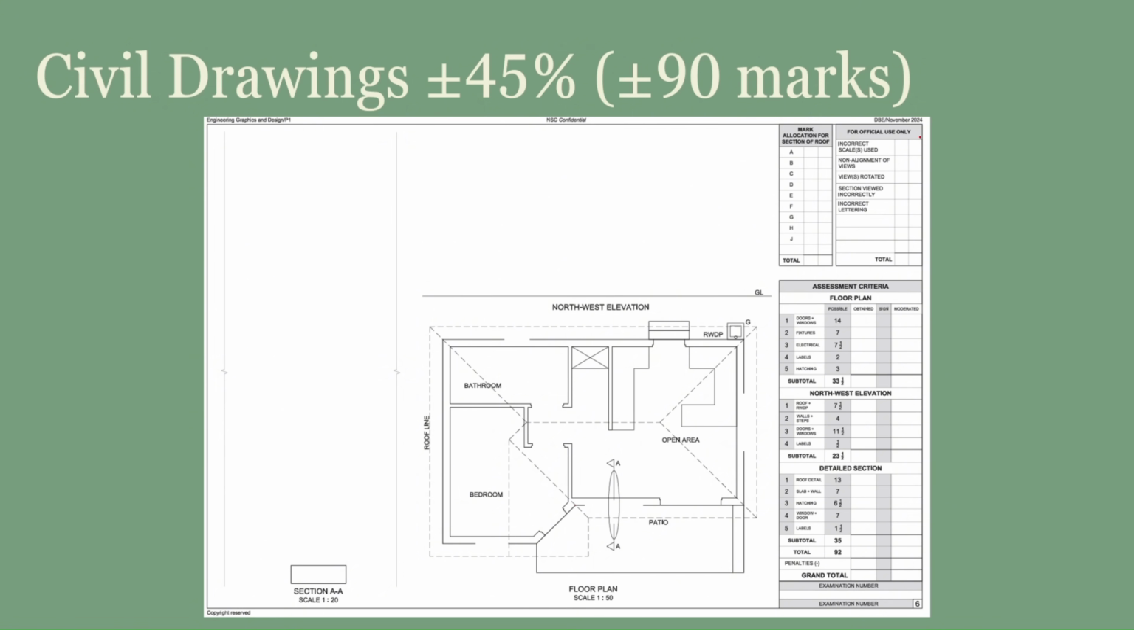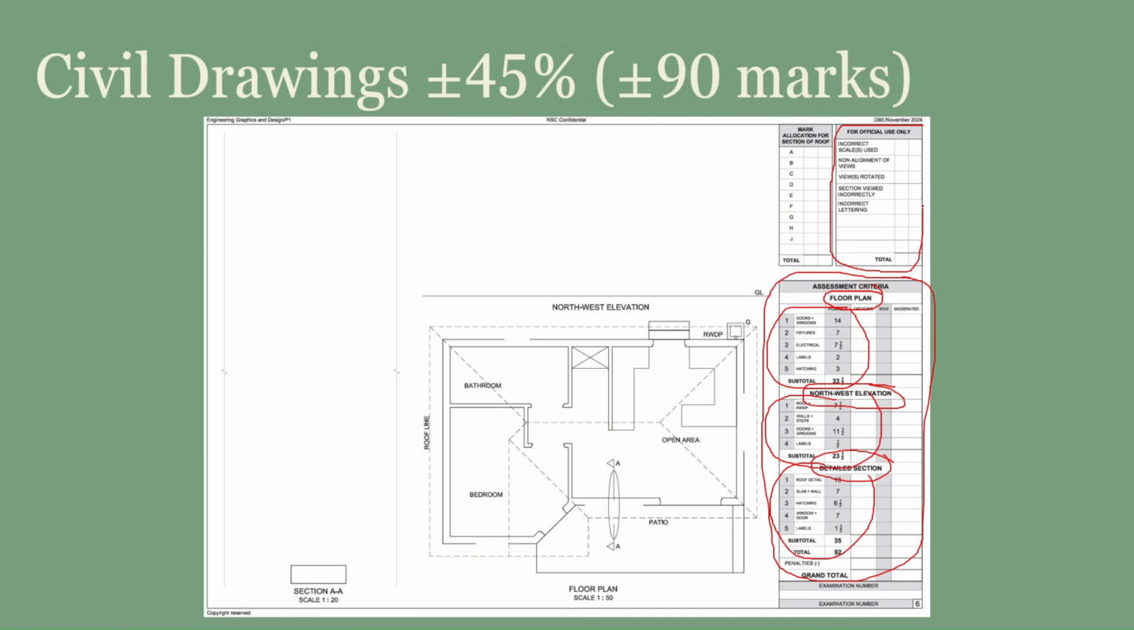Now when looking at this page, you will see that there's an assessment criteria on the right with each drawing and its marking criteria. When you look at the floor plan, you'll see doors and windows, fixtures, electrical labels, and hatching. For the elevation, it's the roof, the walls, the doors, the windows, and the labels. And for the section, the roof, the slab, the wall, the hatching, windows, doors, and labels. This gives you an indication of the mark allocation of the drawing, and allows you to determine where you should spend your time.